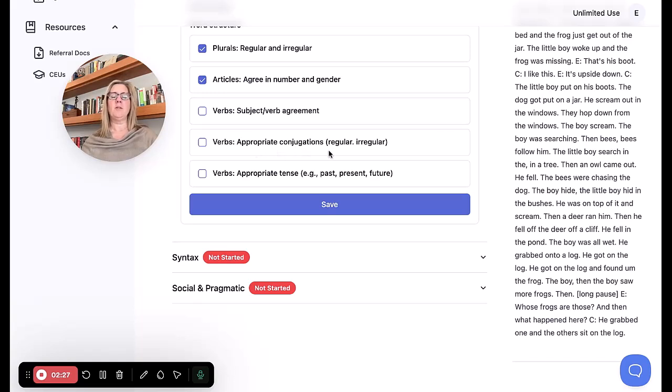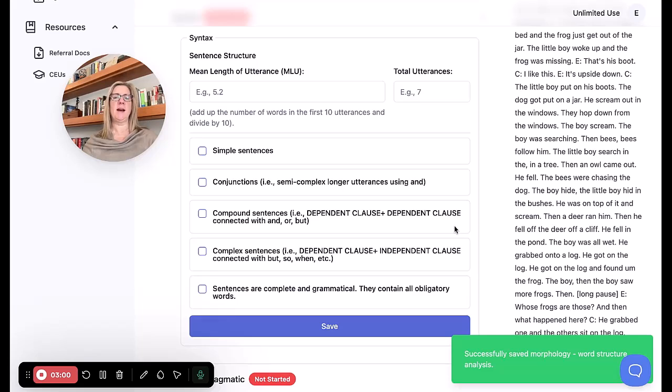In terms of regular and irregular verbs, we definitely have the irregular verbs. We have the owl came out. So she is using irregular verbs. In terms of appropriate tense, he fell in the water. He was all wet. So mostly we have correct tense. So let's save that and move to syntax.